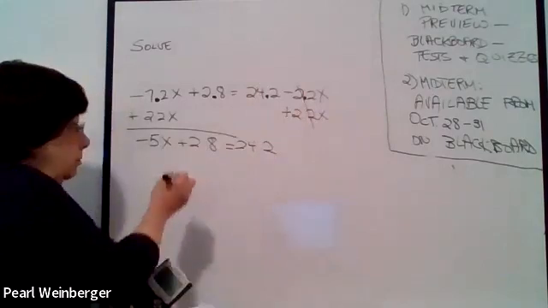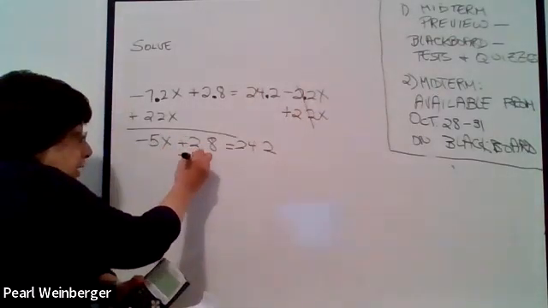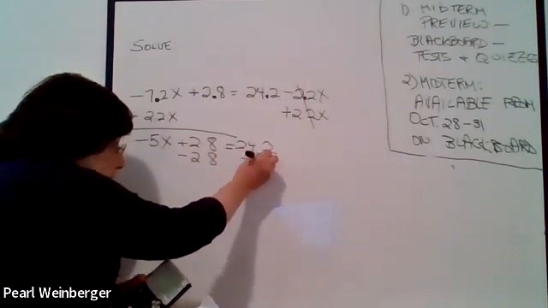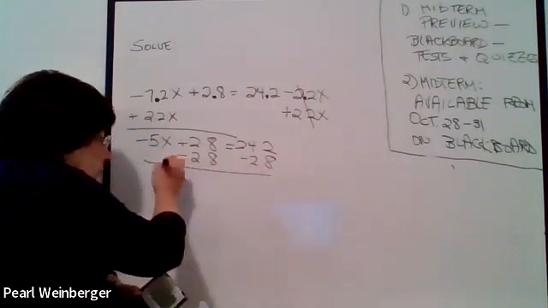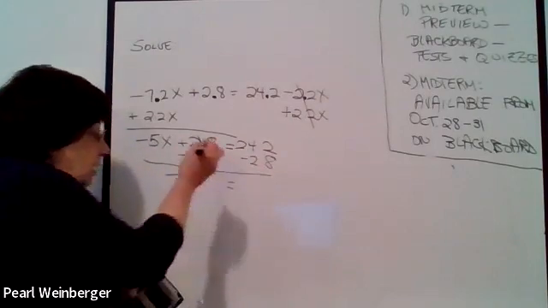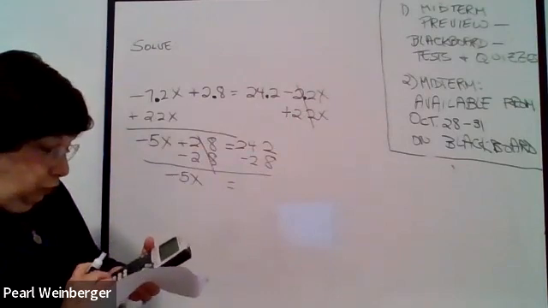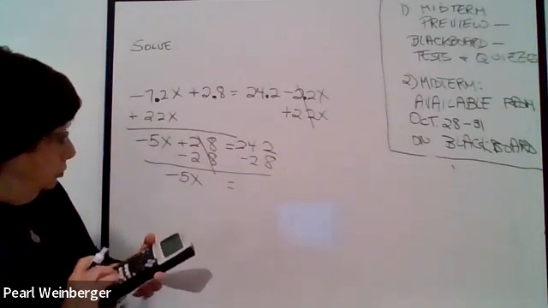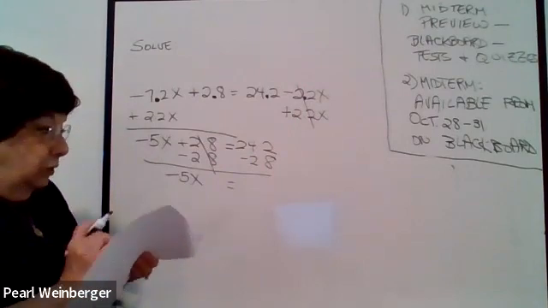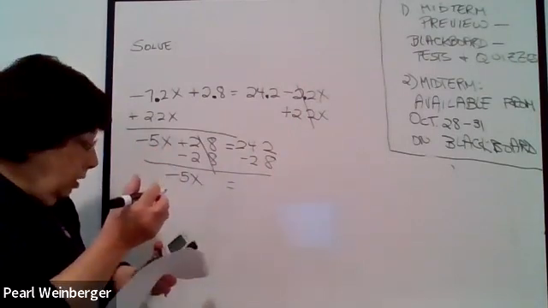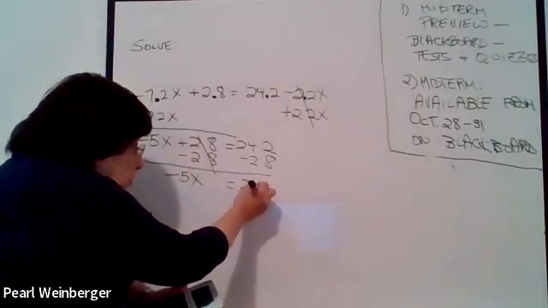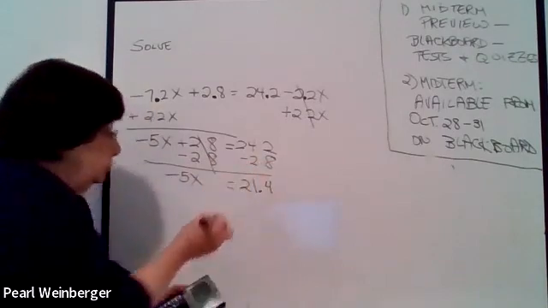This is canceled out. Now I have to bring this 2.8 to the other side. So I'm going to subtract 2.8, which will give me negative 5x. Again, I'm using my calculator: 24.2 minus 2.8, which gives me 21.4.